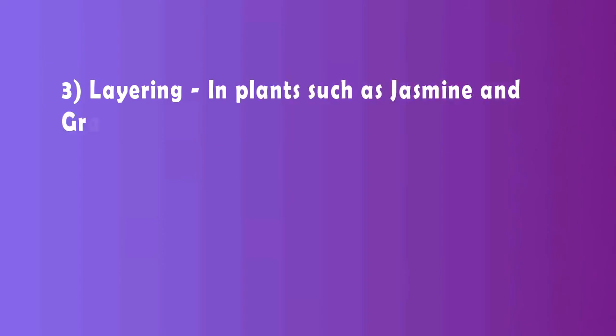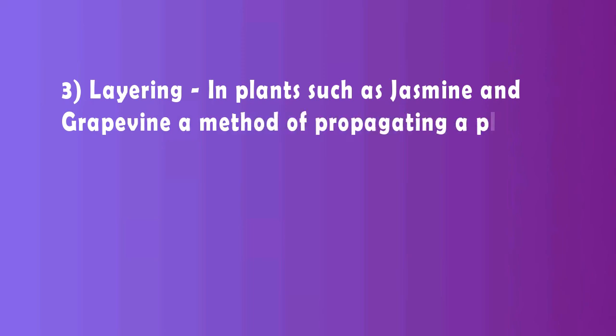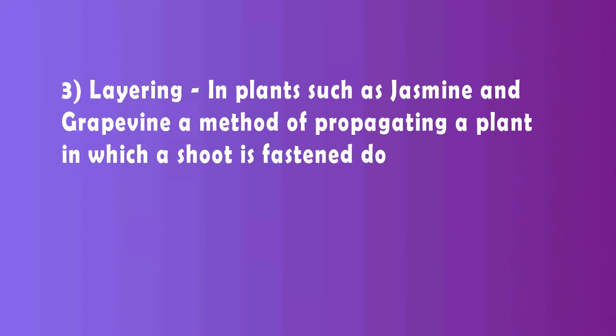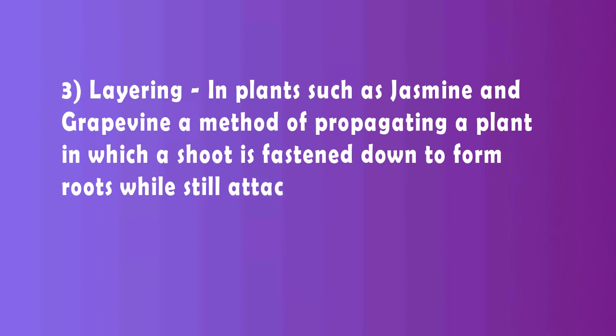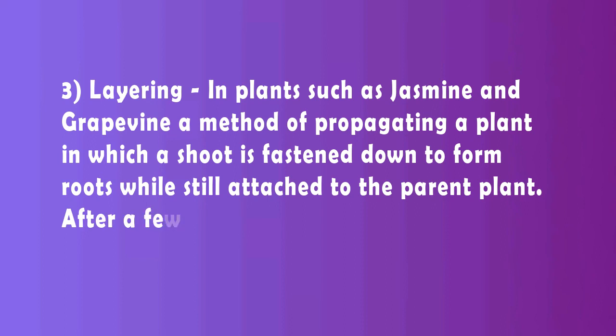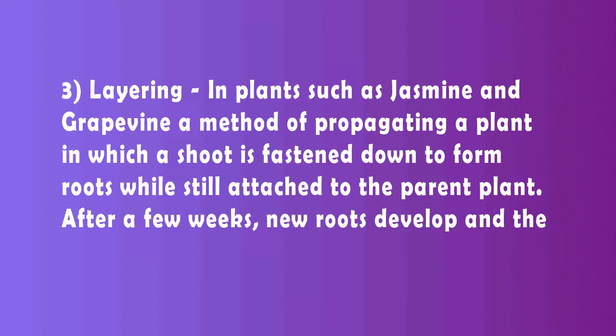Layering. In plants such as jasmine and grapevine, it is a method of propagating a plant in which a shoot is fastened down to form roots while still attached to the parent plant. After a few weeks, new roots develop and the plant is separated from the mother plant.